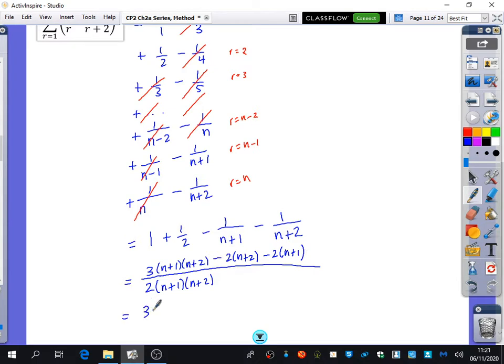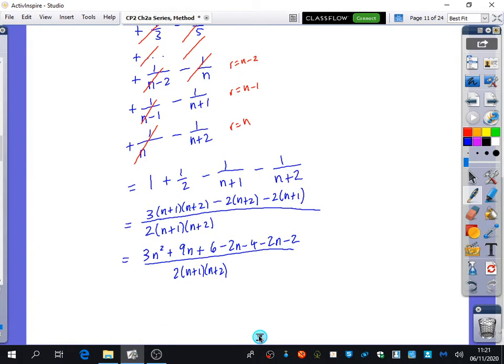So I believe that's 3n squared plus 9n plus 6 minus 2n minus 4 minus 2n minus 2 all over. So it might just be easier for you to work through this yourself and then just compare it to my answer at the end.